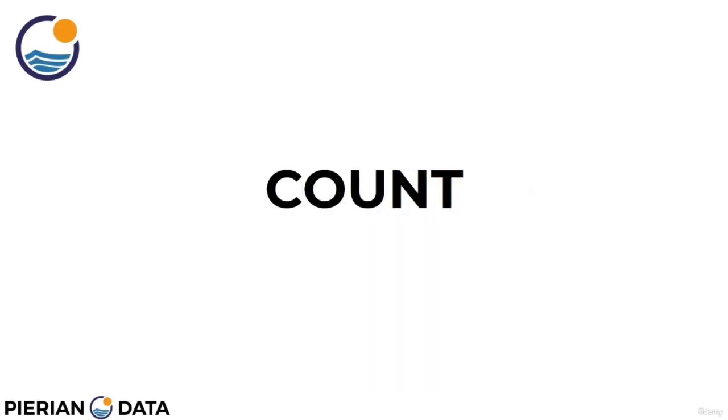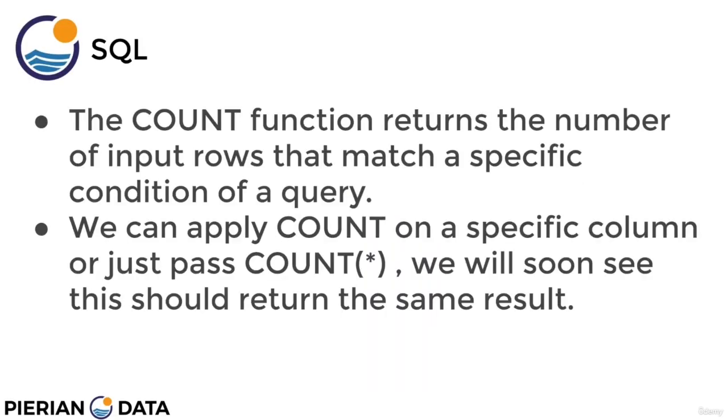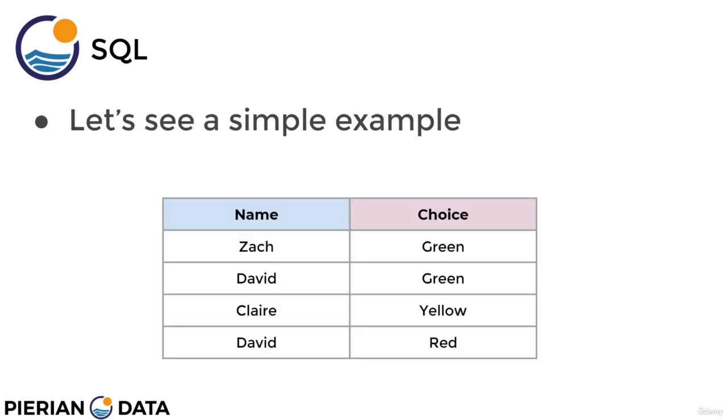Welcome everyone to this lecture on the count function. The count function returns the number of input rows that match a specific condition of a query. We can apply count on a specific column or just pass count and then an asterisk. We will soon see this should return the same result because count is merely reporting back the number of rows returned, which is going to be the same regardless of what actual column you're looking at. Let's see a simple example.